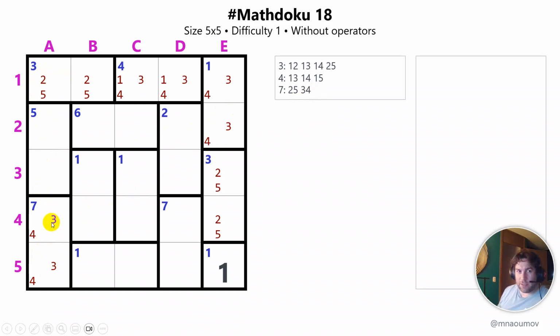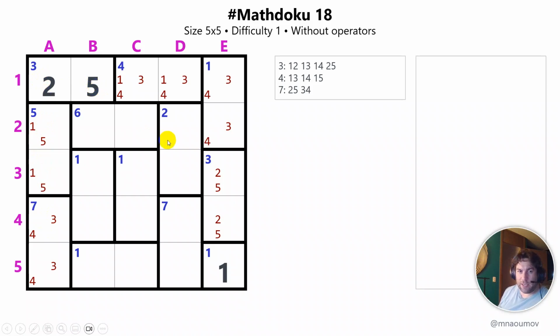Alright, let's look in this cage. What numbers are left? If we know 3, 4 are taken here, it will be numbers 1 to 5. However, none of the numbers with 2 would work. 1, 2 doesn't make 5 with any operation. 2, 5 doesn't make 5 with any operations. So 2 cannot be in this cage, so it has to be here. If 2 is here, then we know that 5 is here.